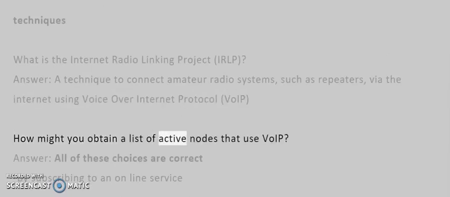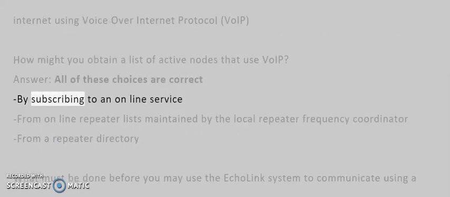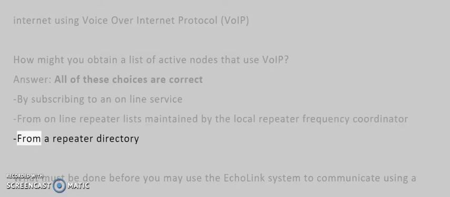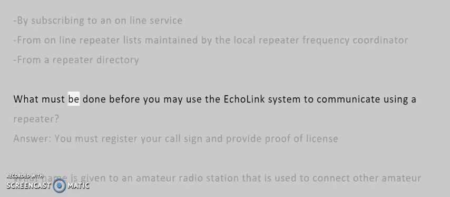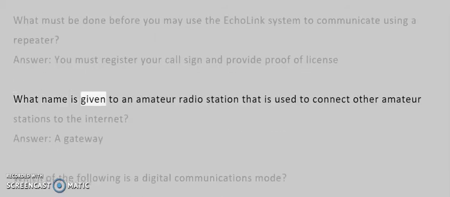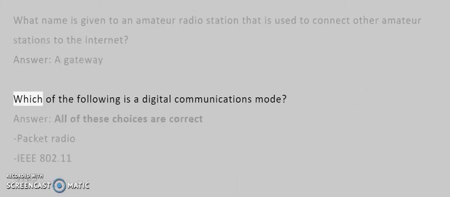How might you obtain a list of active nodes that use VoIP? Answer, all of these choices are correct. By subscribing to an online service. From online repeater lists maintained by the local repeater frequency coordinator. From a repeater directory. What must be done before you may use the EchoLink system to communicate using a repeater? Answer: you must register your call sign and provide proof of license. What name is given to an amateur radio station that is used to connect other amateur stations to the internet? Answer: a gateway.